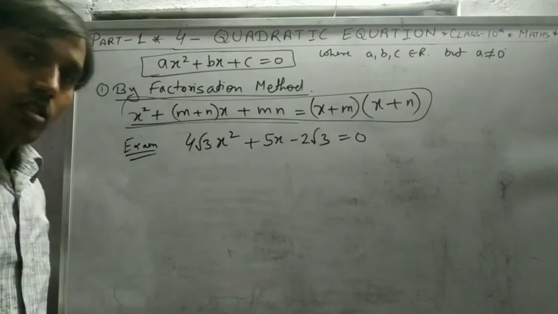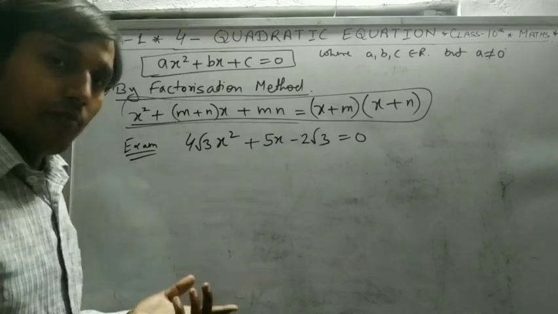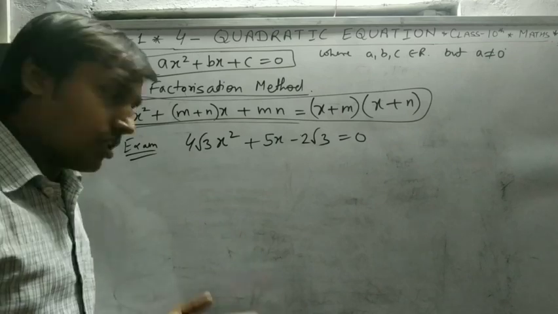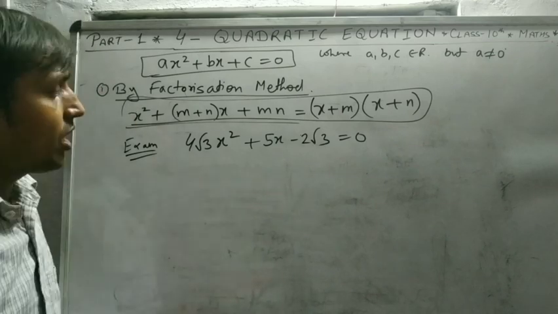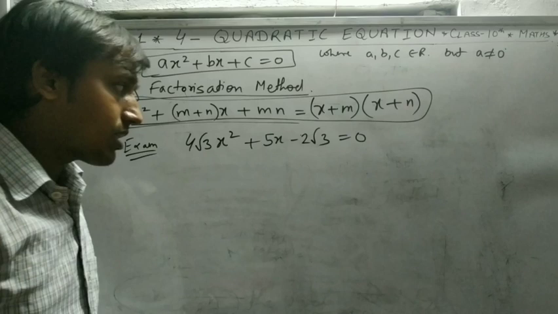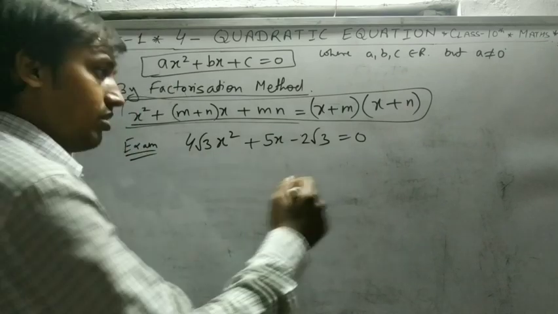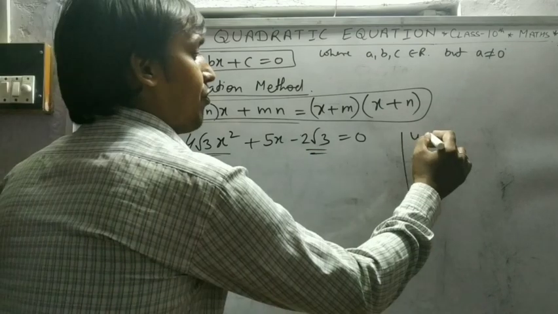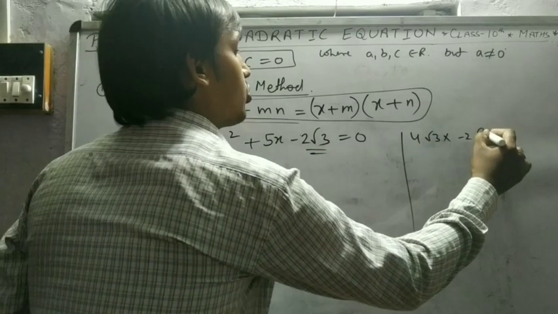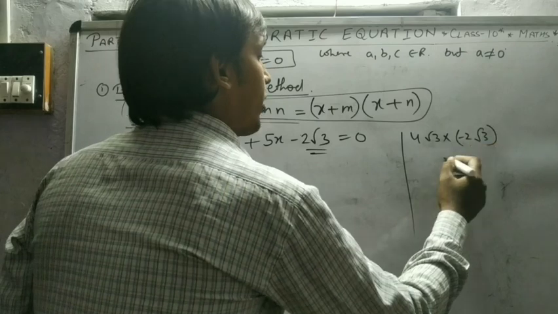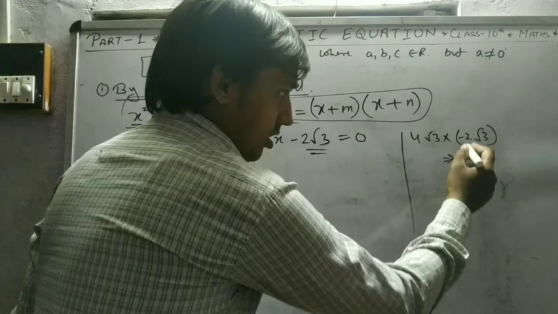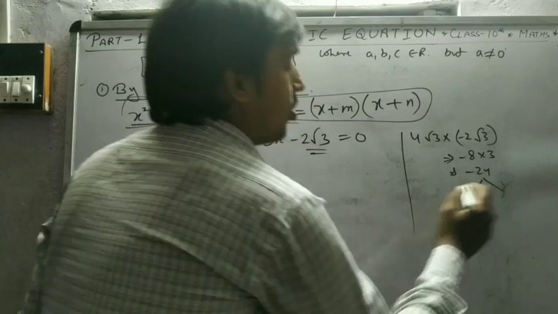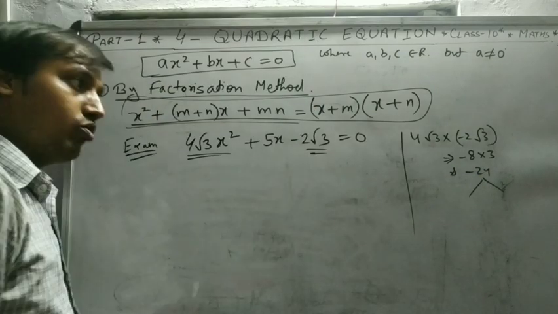One more example. We take an example with roots, solving by the factorization method. The equation is 4 root 3 x square plus 5x minus 2 root 3. Then multiply this by this: 4 root 3 into minus 2 root 3. What do you get? That is minus 8 into 3, minus 24.